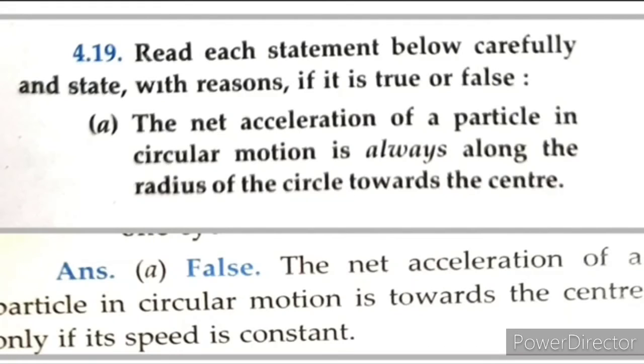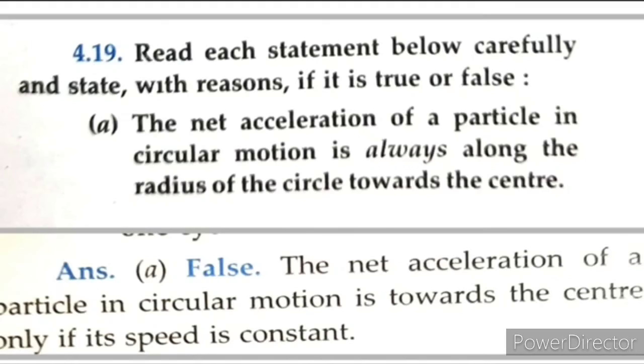So in that case, net acceleration will not be towards the center. In the case of uniform circular motion, the net acceleration is towards the center. But in the statement it is circular motion, so it is general. So the only special case is which one? Uniform circular motion. In that case, net acceleration is towards the center. But in general circular motion, acceleration is not directed towards the center.